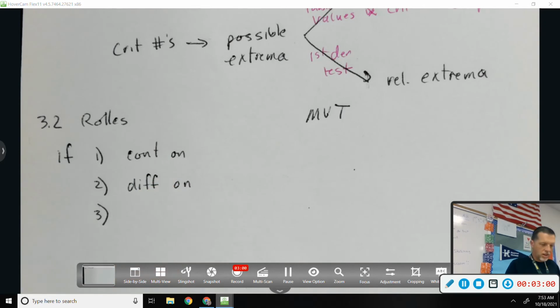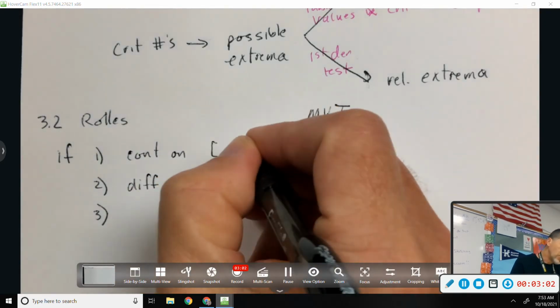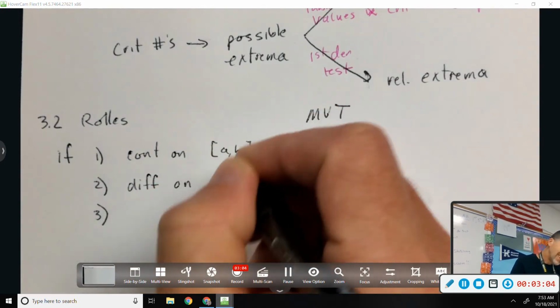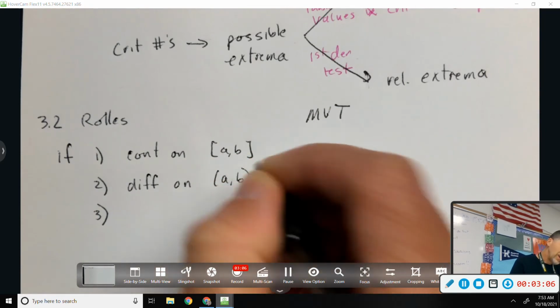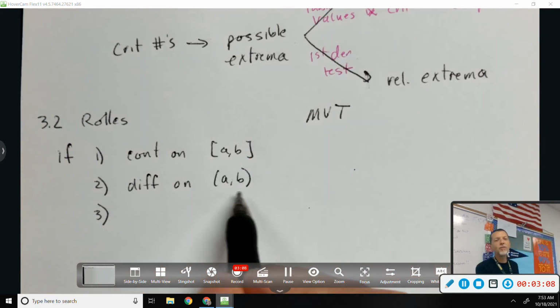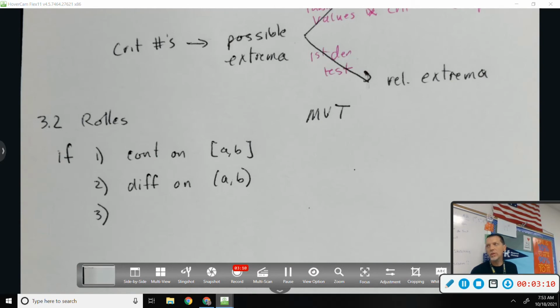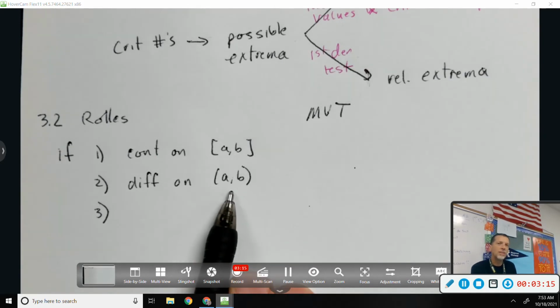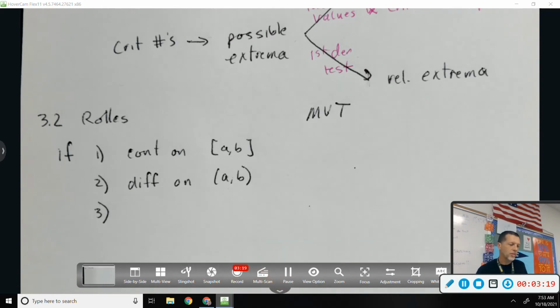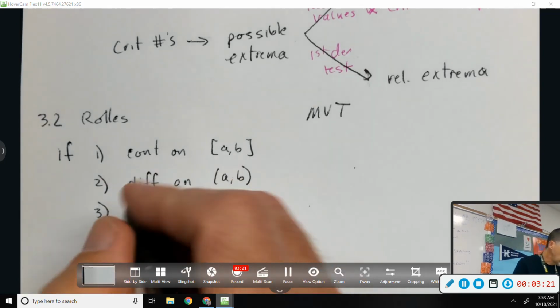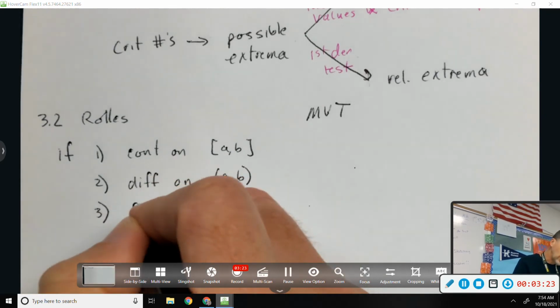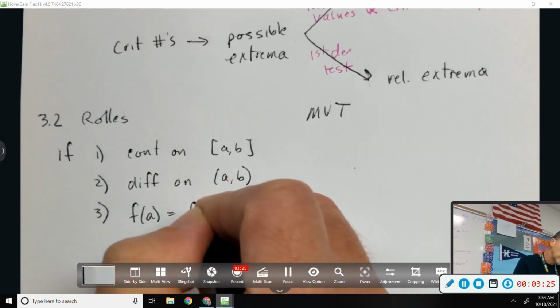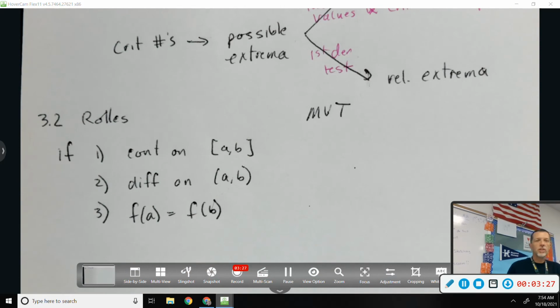Continuous on the square brackets. And then differentiable on like the curve. Yeah. So continuous at the endpoints, differentiable doesn't have to be at the endpoints. Sometimes there's a cusp at the endpoint, basically, and that's okay. Because it doesn't have to be differentiable at the endpoint, just right up to the endpoint. And then the last thing was, like you guys said, the y values at the endpoints have to equal each other.